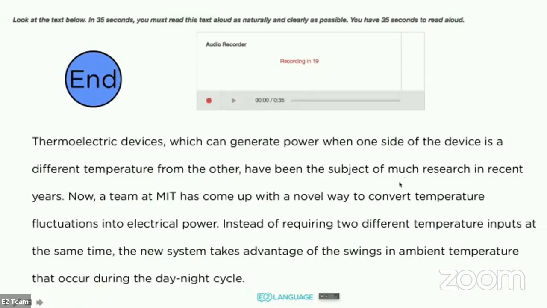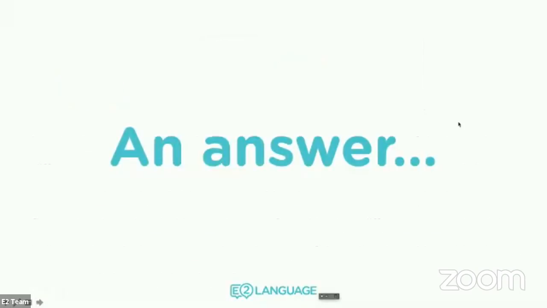Cool. All right, let me give you an example of how I would read this. So I haven't read through it once, but I'll just see how I go. Here's an answer.